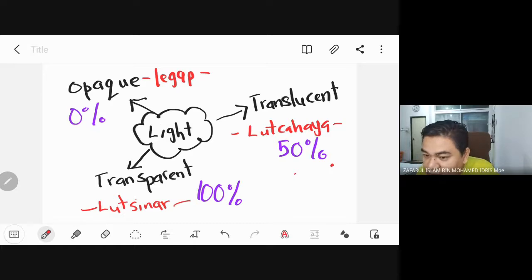Kenapa ni dalam chat ni? Siapa yang kata lag? Kalau lag tu maknanya your internet tu. Kalau saya okey je lagi ni.